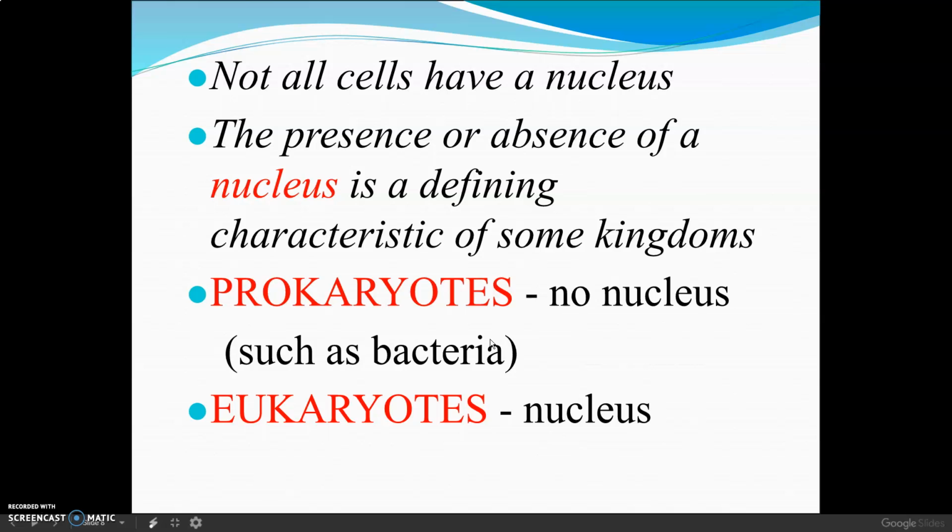Not all cells have a nucleus. The presence or absence of a nucleus is a defining characteristic of some kingdoms. Prokaryotes have no nucleus, such as bacteria. Eukaryotes contain a nucleus.